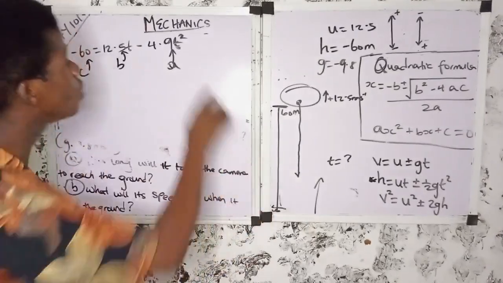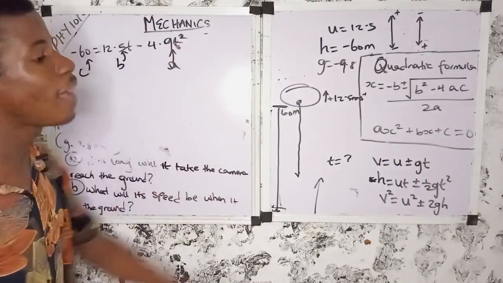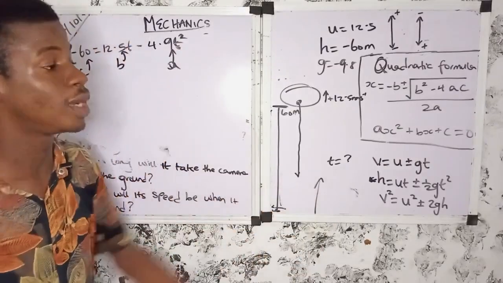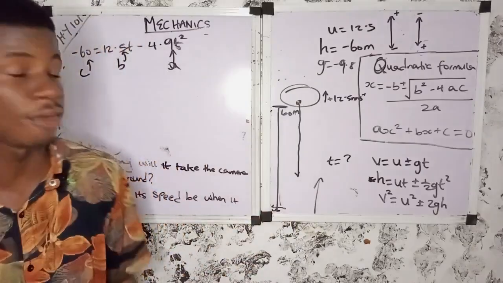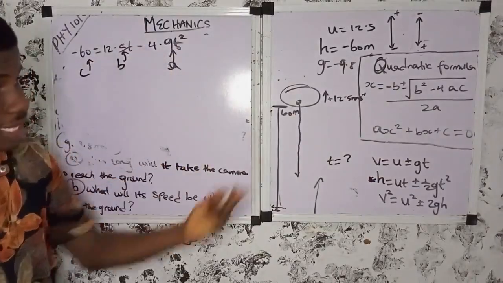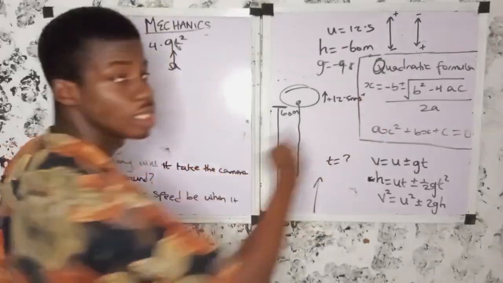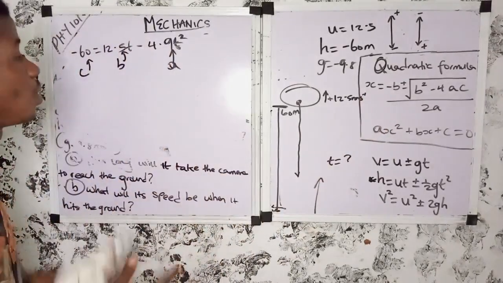Now, how do you know a? A always carries a variable that has a square, while b will only take a single variable, while c does not take any variable. And it does not mean that the last value is c. So let's solve using this equation, using the almighty formula, the one we usually call the almighty formula.